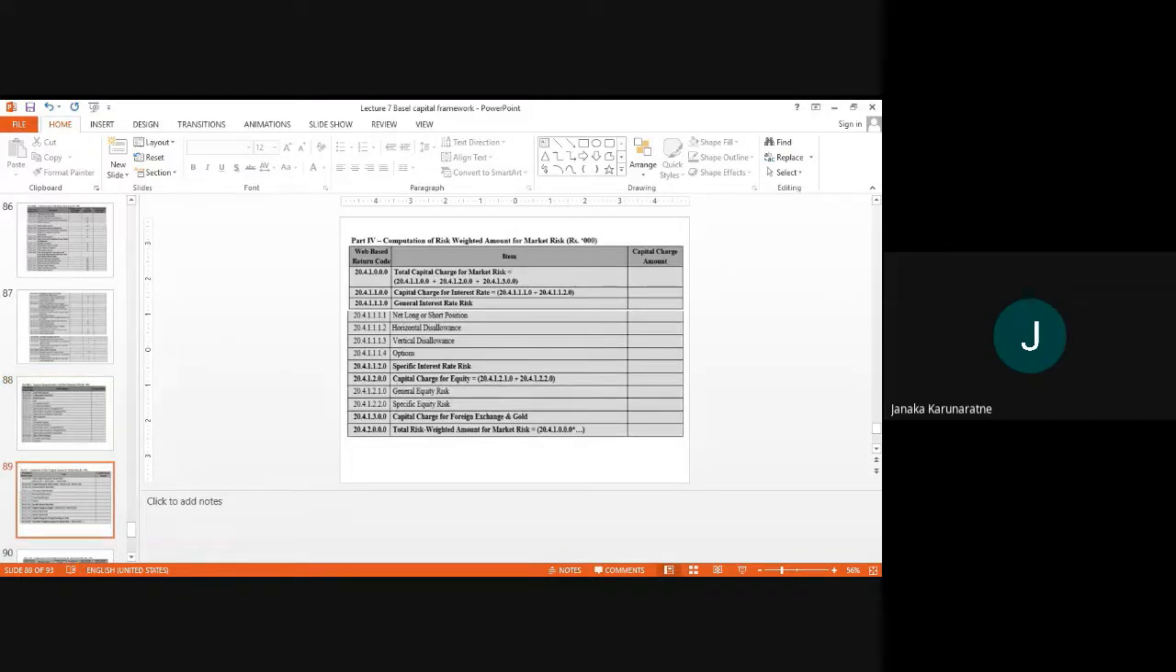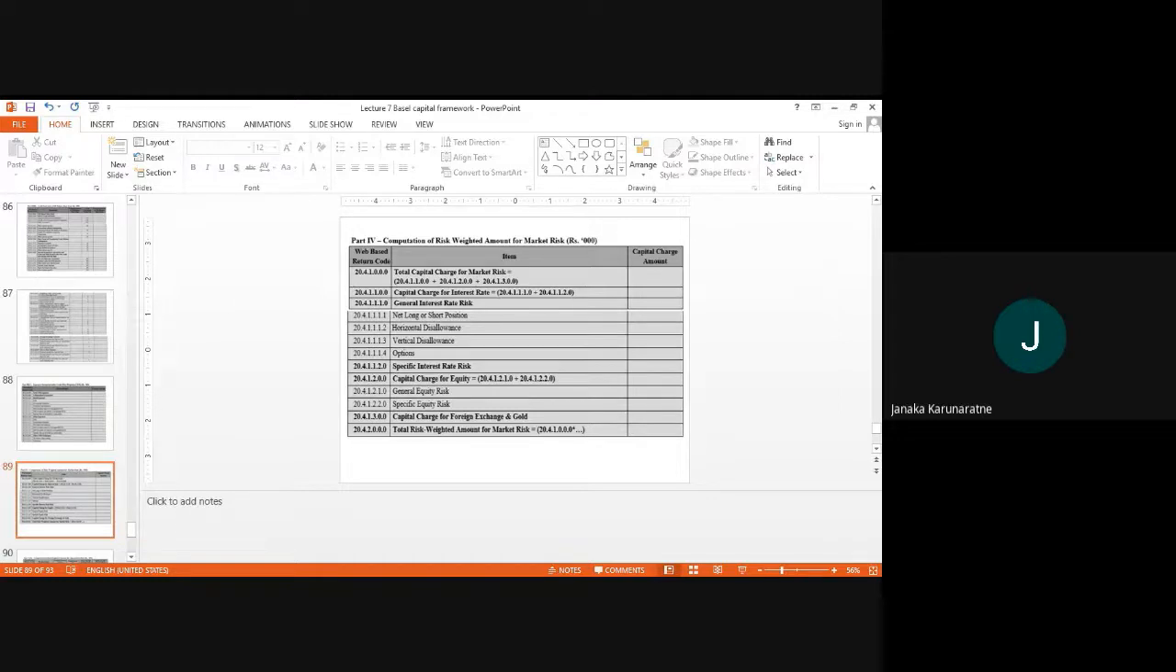Okay, then the direction suggests how you compute the risk weight for the market risk. Again, for market risk, we follow the standardized approach. It is set based on the general and specific risk for different market risk elements. It specifies the capital charge for the general interest rate risk and the specific interest rate risk. A computation methodology is given. Since this is more technical, I'm not going to discuss each and everything.